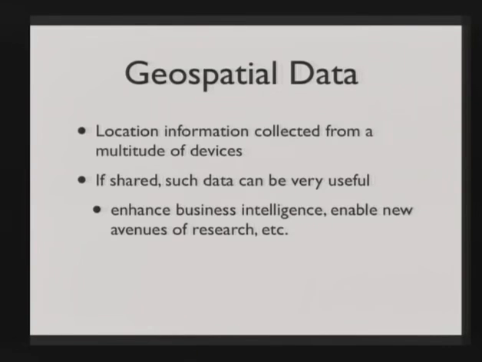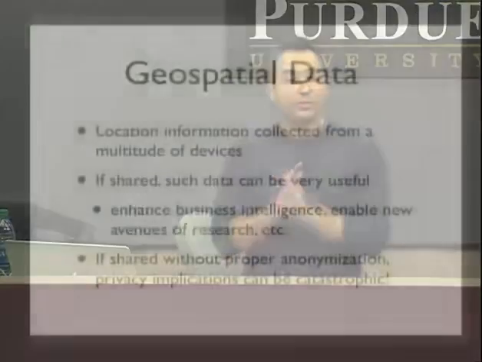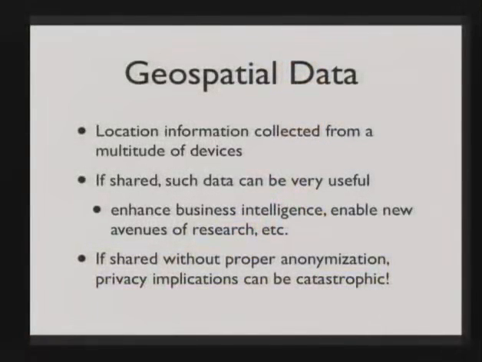If we release this data set to researchers, then we can enable new avenues of research. For example, a couple of years ago, Netflix released some data set. It wasn't a geospatial data set, but it had tremendous impact on research and data mining, as you might know. But the caveat, the problem with releasing such data sets to the public, is privacy. If these data sets are shared without proper anonymization, then the privacy violation can be catastrophic. You certainly don't want everyone in the world to know your location every time you open the maps application on your phone, or every time you get in your car and enable your GPS device.